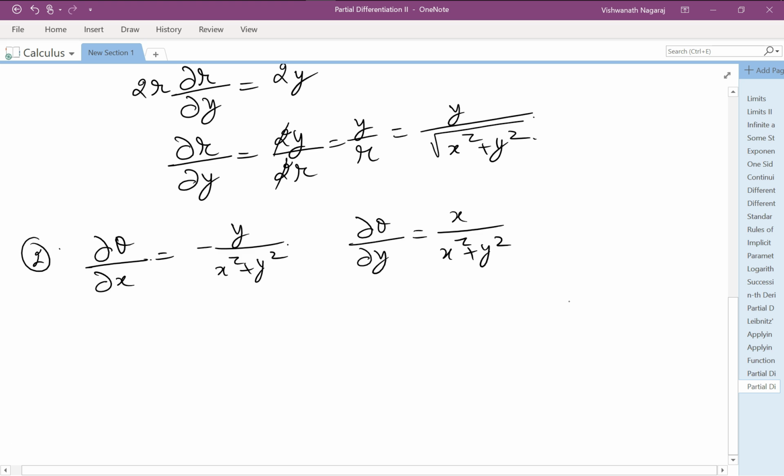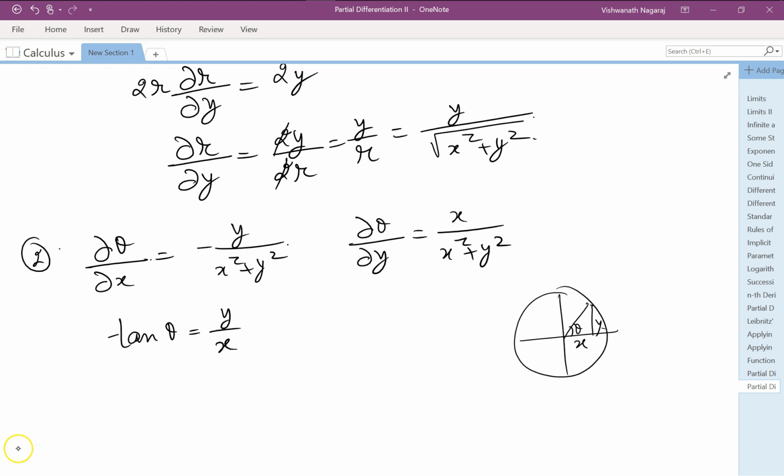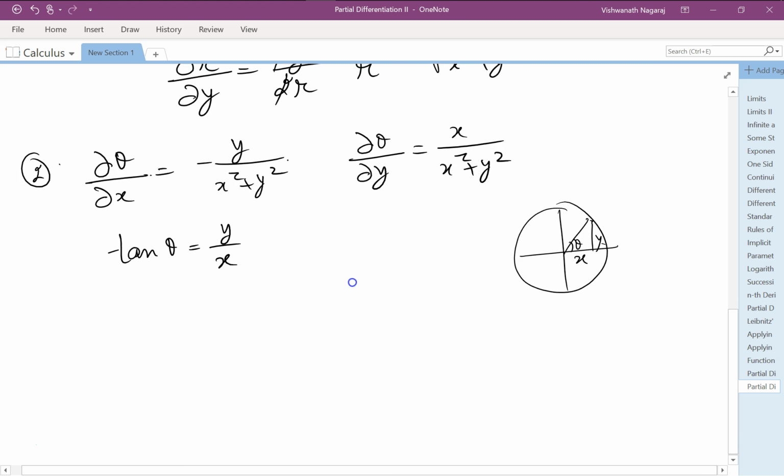Okay, again you have to remember, right, this is x, this is y, this is theta. So we require a ratio in which both x and y appear. So that is tan theta. Tan theta is equal to opposite side by adjacent side. So y by x. Yes. So now that we have y by x, we partially differentiate.